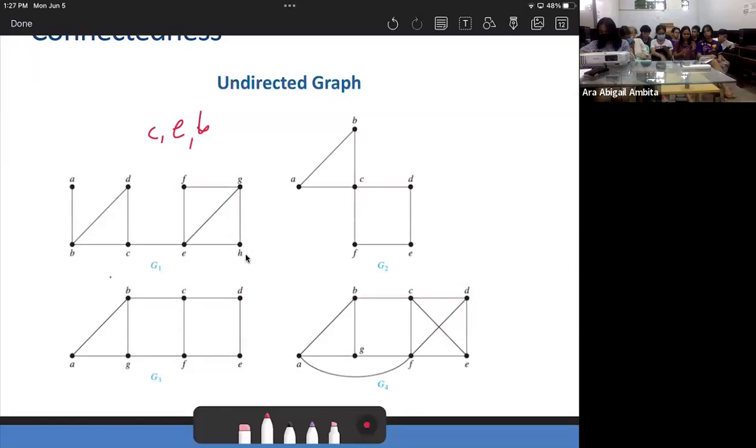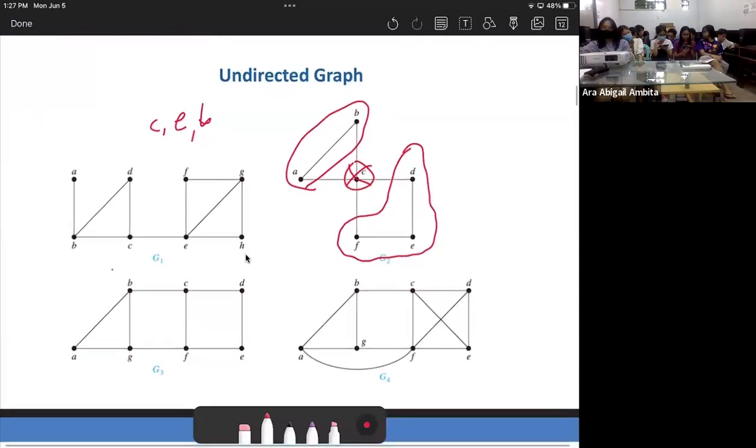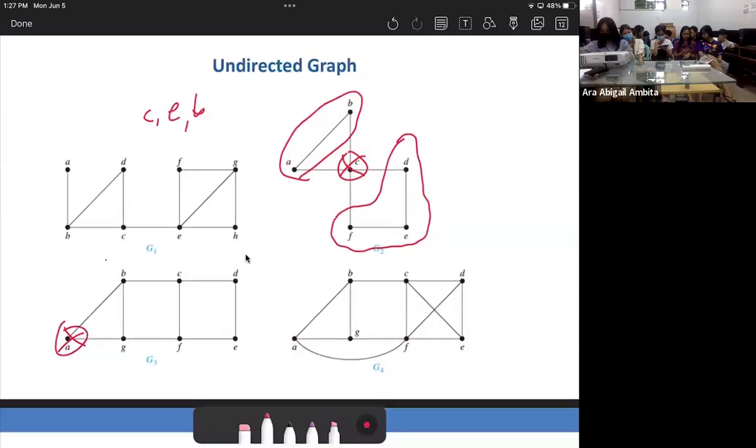Dito. Ano yung cut vertex mo dito? C. Okay, tatanggalin natin si C. So, yung matitira na lang ay si AB at saka itong si AB at saka si D. Okay? So, what about for G3? Any cut vertex? If we remove A, hindi pa din.